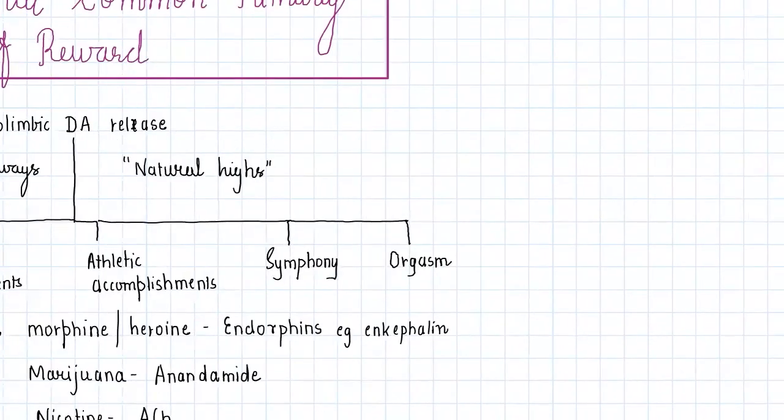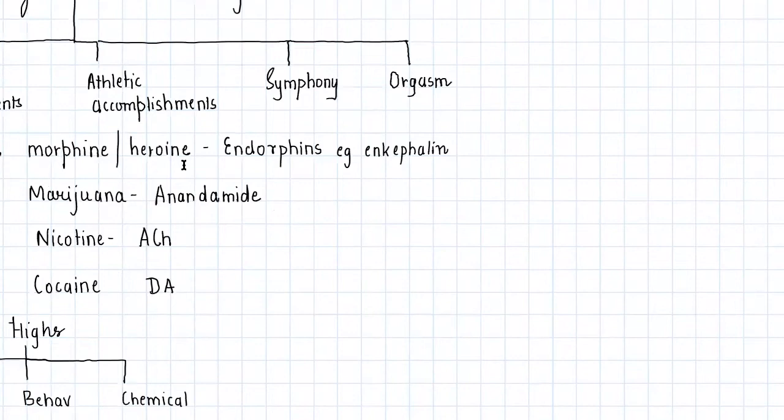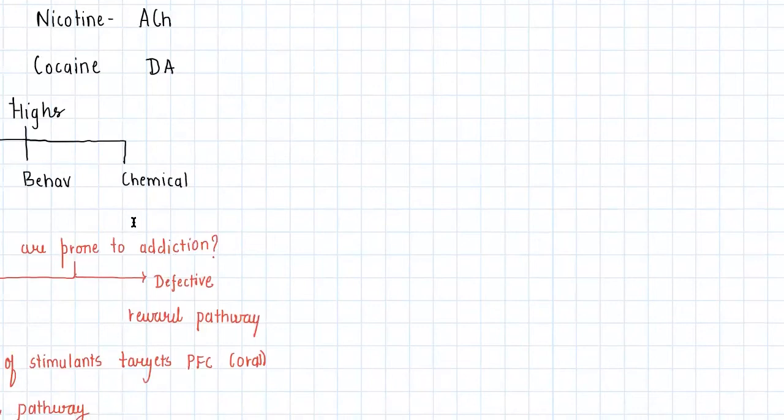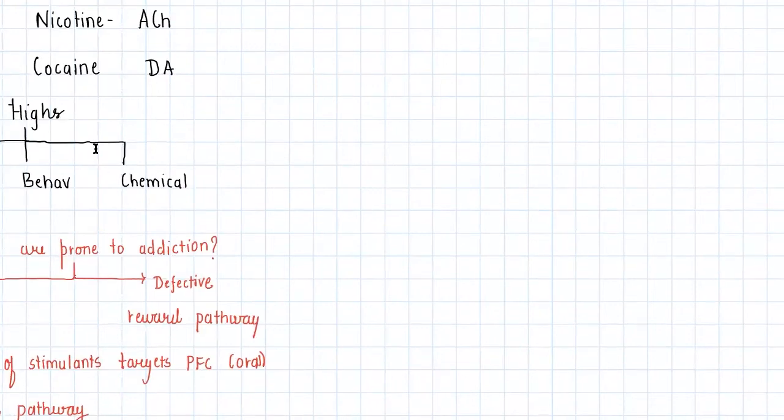Right? There is the final common pathway of reward, obviously, the mesolimbic dopamine release. This leads to intellectual accomplishments, athletic accomplishments, symphony, orgasm. All these are natural highs, natural ways. And what are the natural neurochemicals allowing this to happen? What is brain's own morphine or heroin? That is opioid. What is the endogenous opioid? Endorphins and enkephalin. What is brain's own marijuana? That is cannabis. That is anandamide, right? What is brain's own nicotine? Acetylcholine. And what is brain's own cocaine? Dopamine. So then you get highs which are natural or physiological. You have highs which are behavioral, and you have highs which are chemical highs.